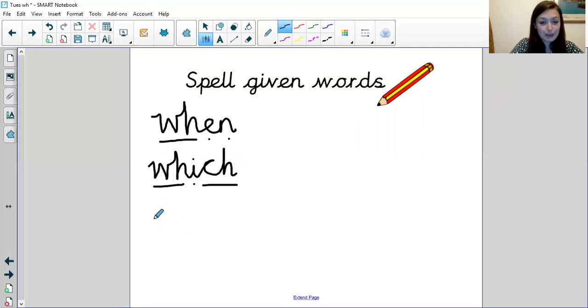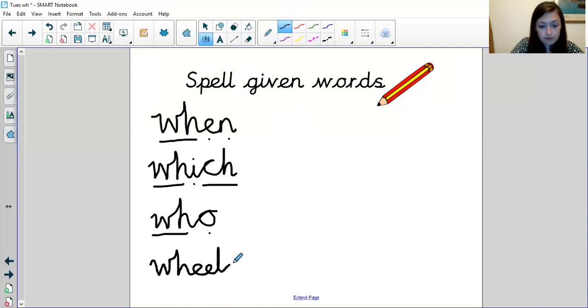Then we were changing it and making it a little bit trickier. We decided to do who. So when the WH can make a H sound instead of a W sound, we still use WH. And it's tricky because we put an O on the end. Who. And then finally, I asked you to write the compound word wheelchair. So I hope you got those right.